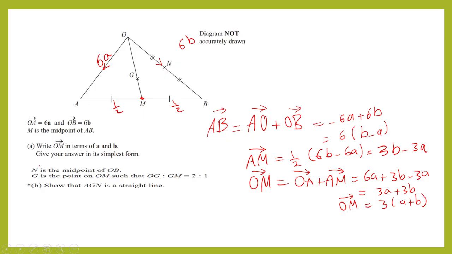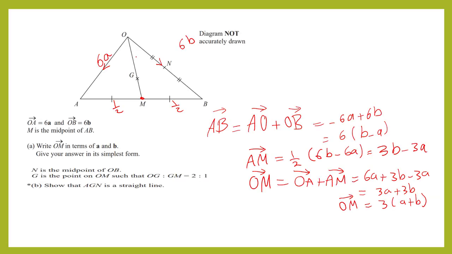The other part says N is the midpoint of OB. So N is the midpoint of AB. So ON is the same as NB. G is the point on OM such that OG to GM is 2 to 1. So this part is 2 to 1 here. So this one is 2/3 and this one is 1/3. OG is 2/3 of OM and GM is 1/3 of OM.